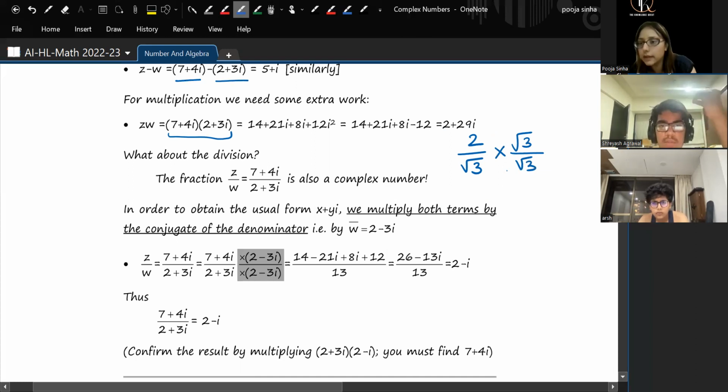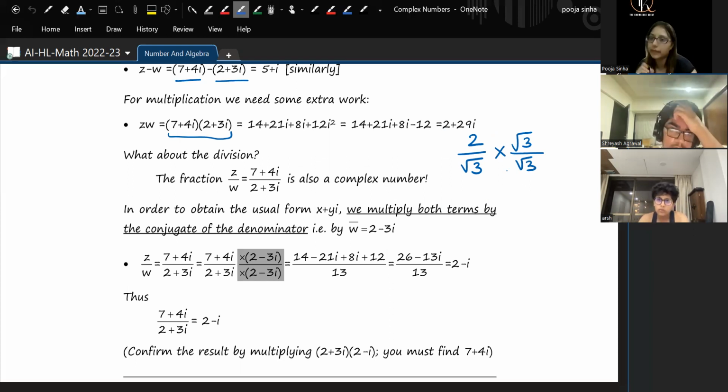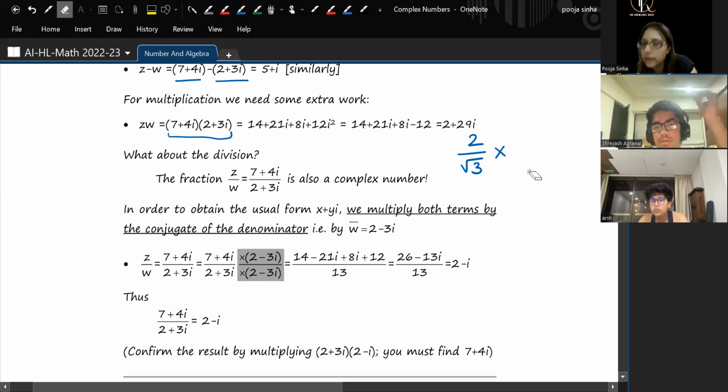Arsh, yaad aa raha hai? Multiply both terms by the denominator. By the same, so multiply and divide. Why are we doing this? Because root 3 upon root 3, if you cancel, it's 1. So you're not changing the meaning of the question. Okay? Agar yaad nahi hai, that's why I'm revising this.